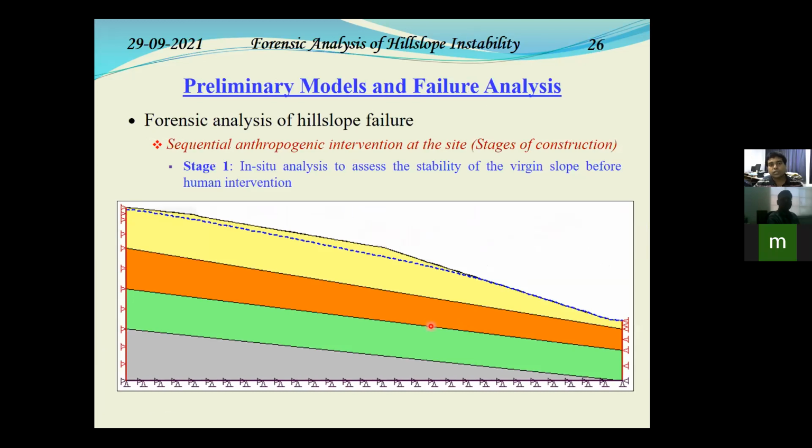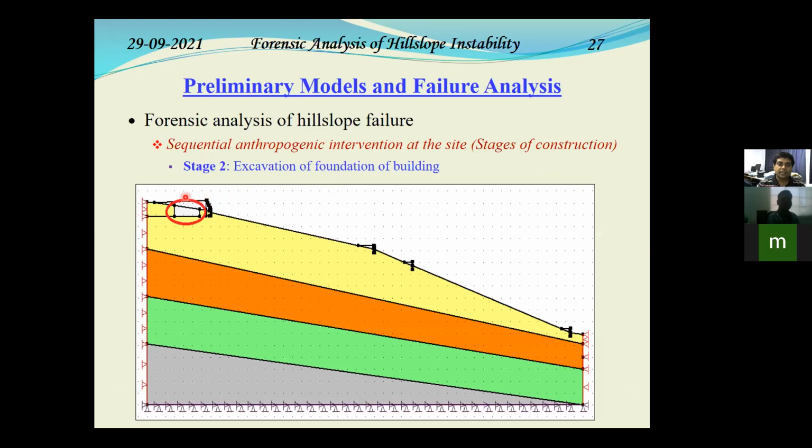So when we started looking into the preliminary models and carrying out their failure analysis, we started modeling them sequentially. We started to look into the sequential anthropogenic interventions, various types of constructions, which had taken place at the site. But at the very beginning, you need to ensure what the stability of the virgin slope is before any human intervention, before any infrastructure construction, from the in situ analysis. So that was stage 1 of the analysis, that we carry out an in situ analysis to see whether the slope was safe or stable before the human intervention. Because at the site, we came to know that before the construction of this plant or the storehouse, the slope was absolutely stable, and that needs to be verified as well.